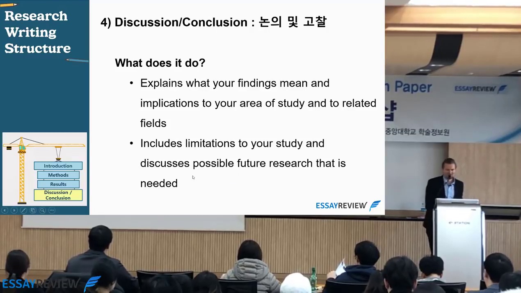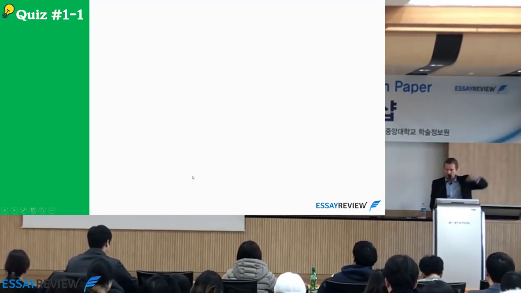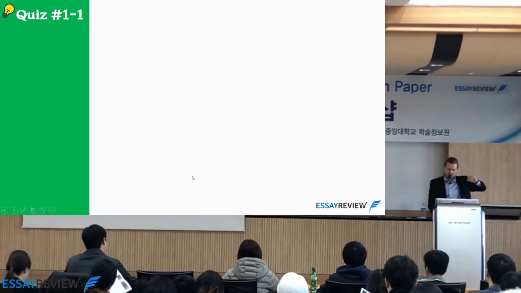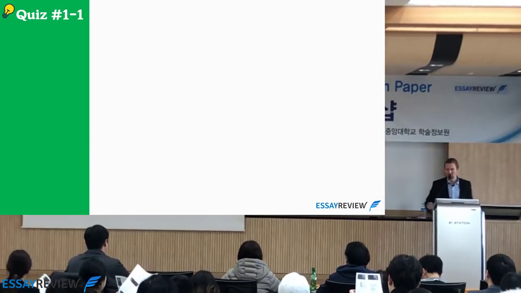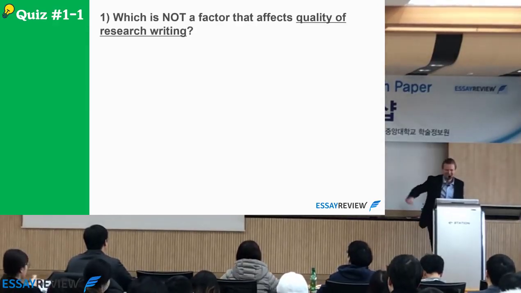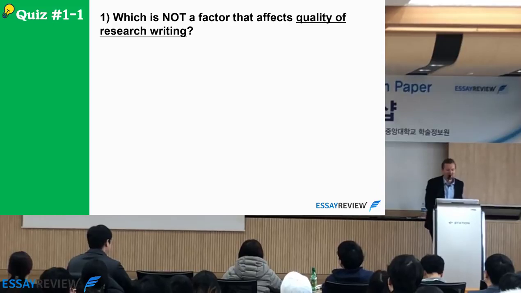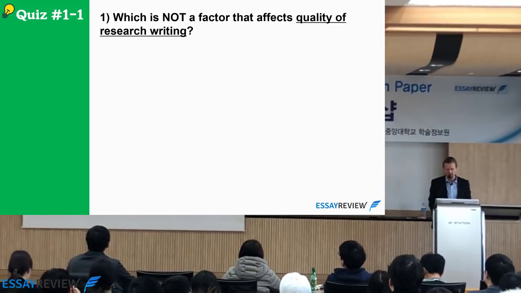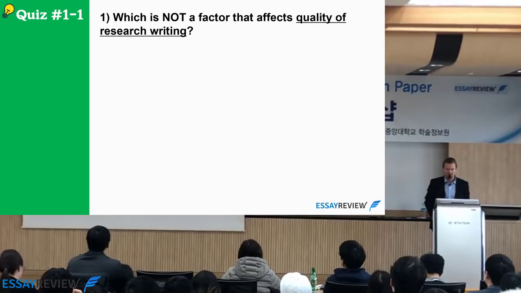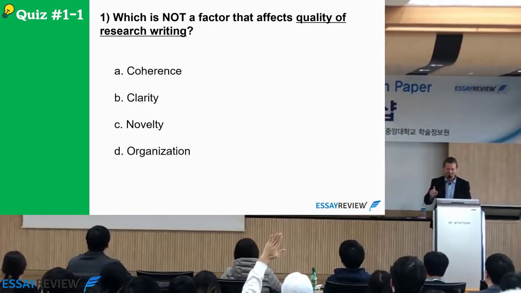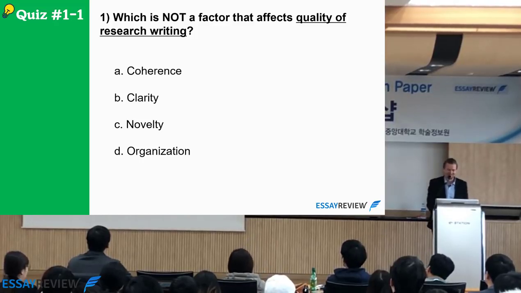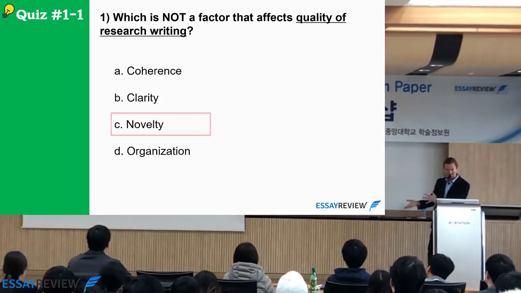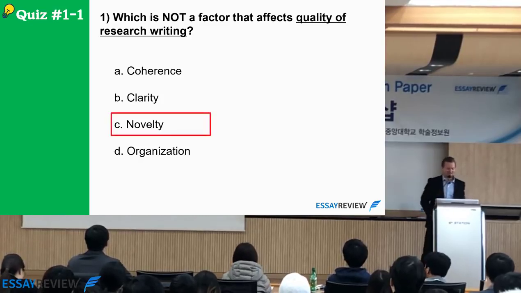All right, so let's do our first quiz. And if you know the answer, just raise your hand anytime. You don't have to wait for me to finish. And I'll try to choose whoever is first. Okay, your quiz is not in the PPT. There's no answer. Okay, which one is not a factor that affects quality of research writing? Is it A, coherence, B, clarity, C, novelty, D, organization? Yes. C, novelty? Are you sure? That's right. Right, good. So you can get a coupon afterwards, if you like.